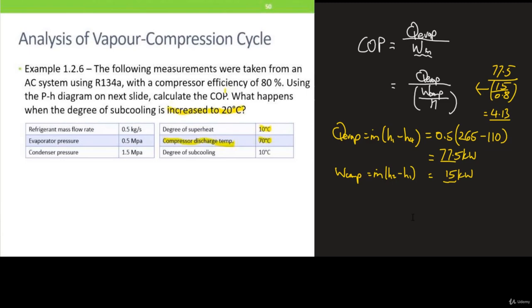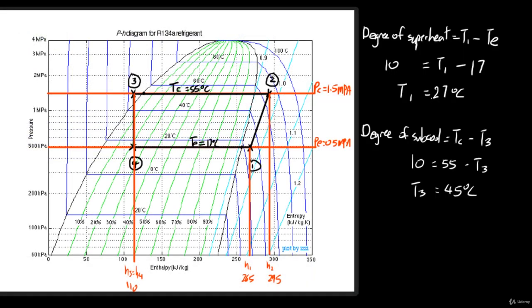You may want to refer back to this pH diagram. If degree of subcool is changed, which point will be affected? You may want to ask yourself, which of the points will be affected? Is it point 1, 2, 3, or 4? The degree of subcool is actually at this part over here, the left-hand side. So the points that will be affected will be points 3 and 4.